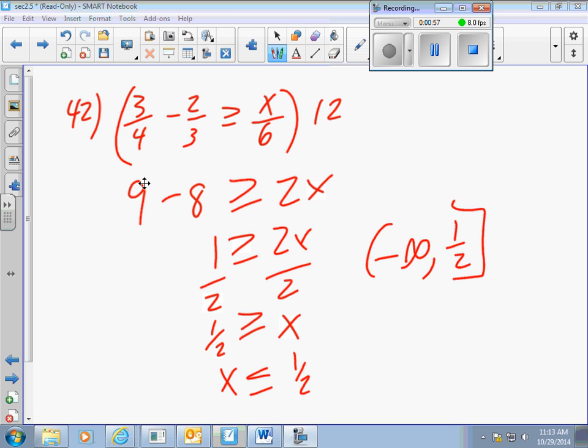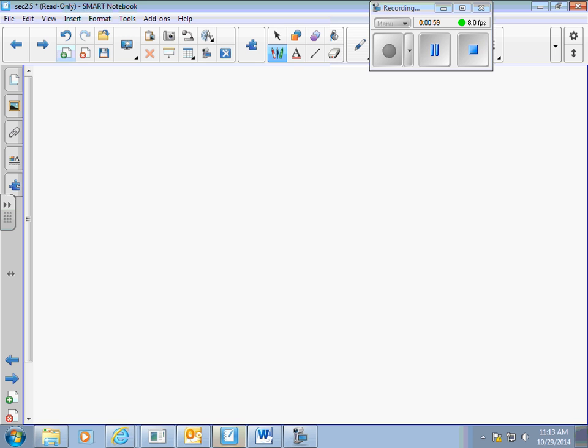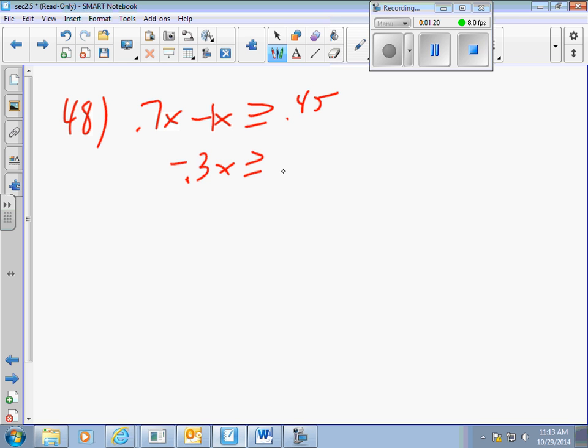Let's try question number 48 next. It says 0.7x minus x is greater than or equal to 0.45. I know the first thing we're going to do on this one is simplify. If there's no number in front of x, it means 1. So I get negative 0.3x is greater than or equal to 0.45.